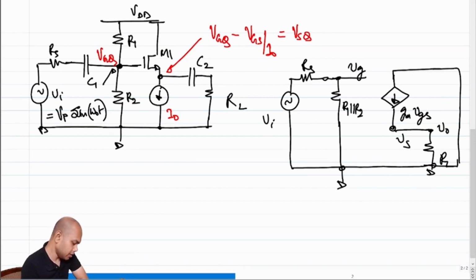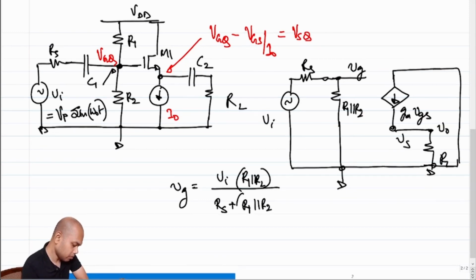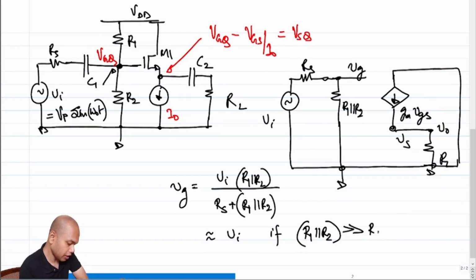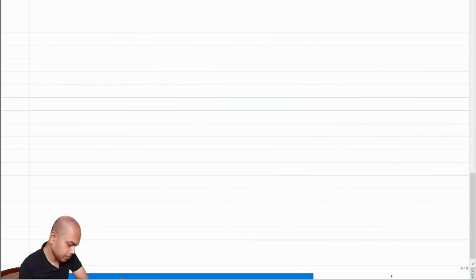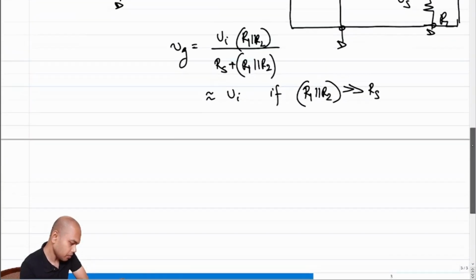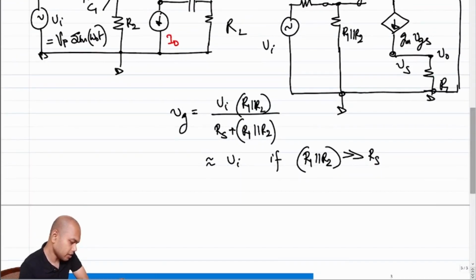Okay. So what is Vg? Vg is equal to Vi times R1 parallel R2 by Rs plus R1 parallel R2, right? Which is approximately equal to Vi if we size R1 parallel R2 to be much greater than Rs. And since R1 parallel R2 is in our control, we can decide to do that. So let's assume that we have done that. Okay. So Vg is established.